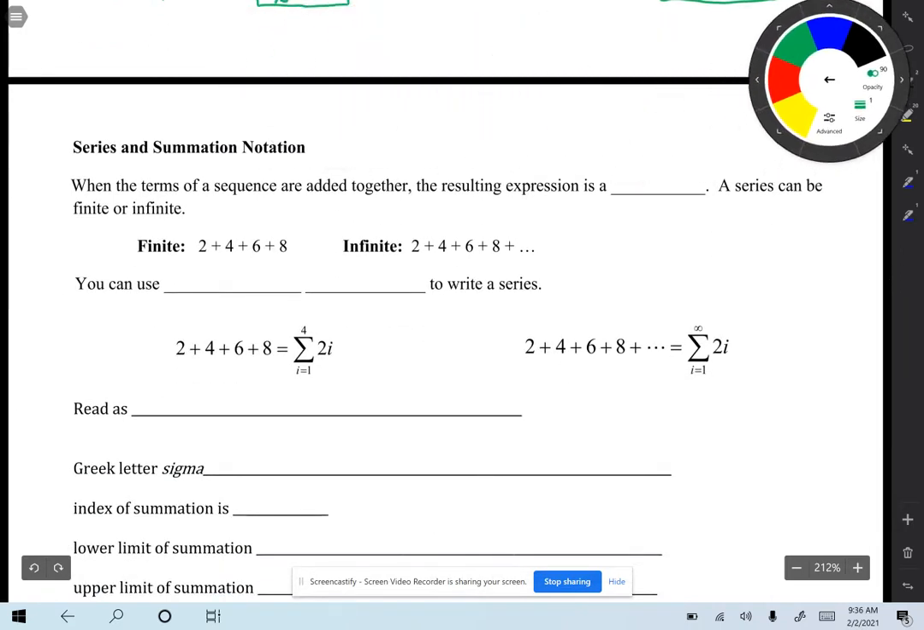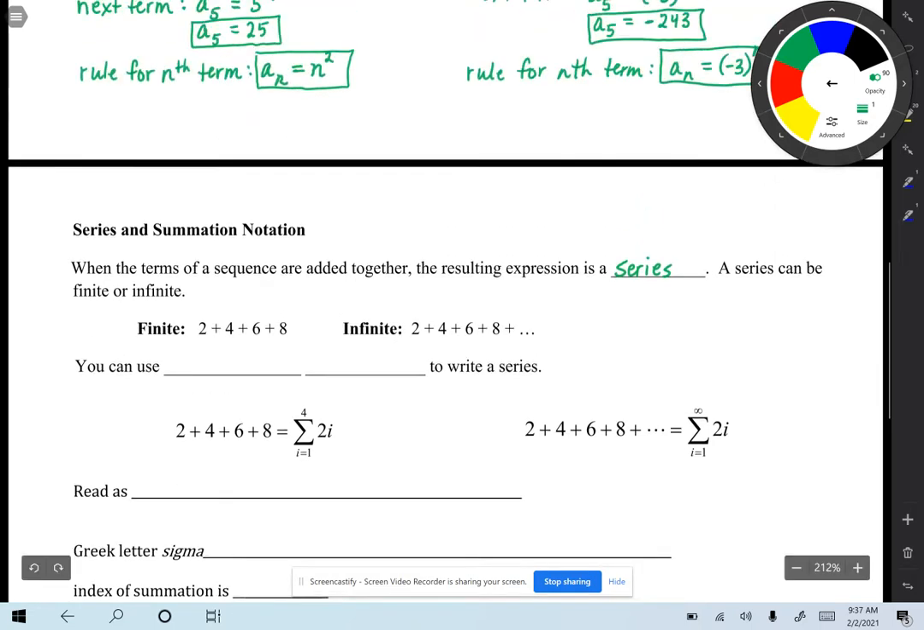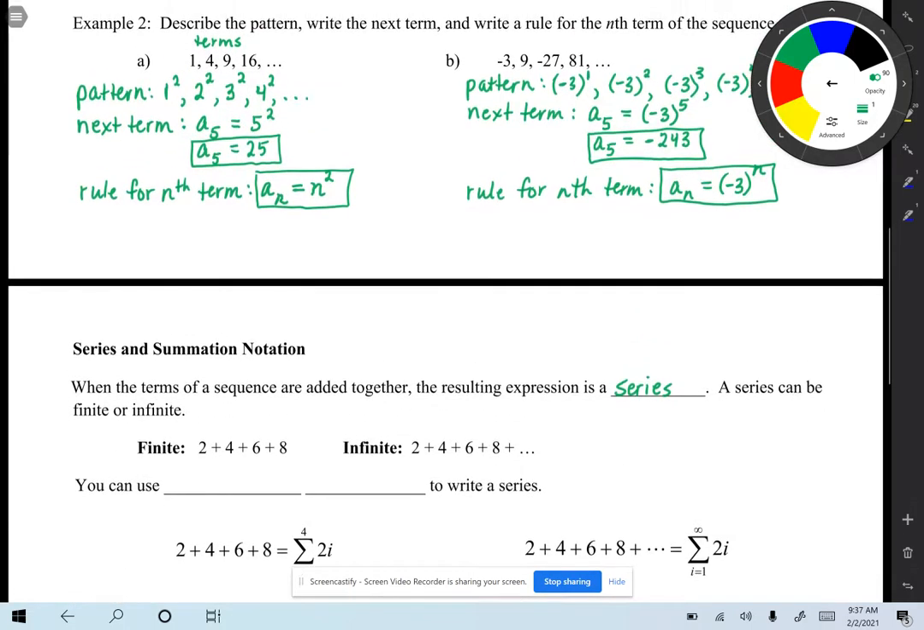All right. Going to the back page, we are going to talk about series and summation notation. We'll talk about both in depth more throughout this chapter. When the terms of a sequence are added together, the resulting expression is known as a series. So in the first page, all we did was come up with the terms. But if I had said, what's the series for the first sequence, like example 2a, you would add 1 plus 4 plus 9 plus 16 together, and that would give you 30. We wouldn't worry about the fifth term.